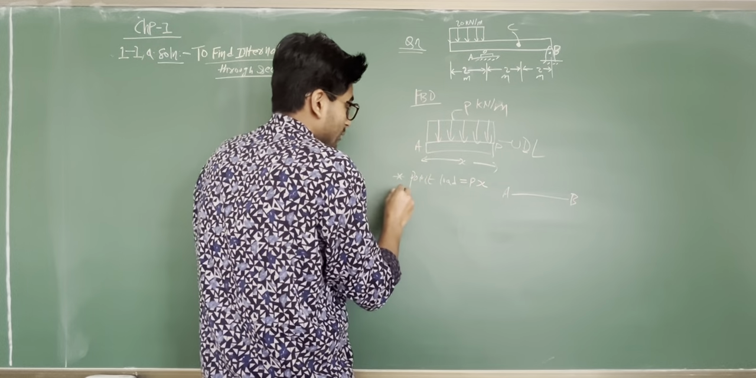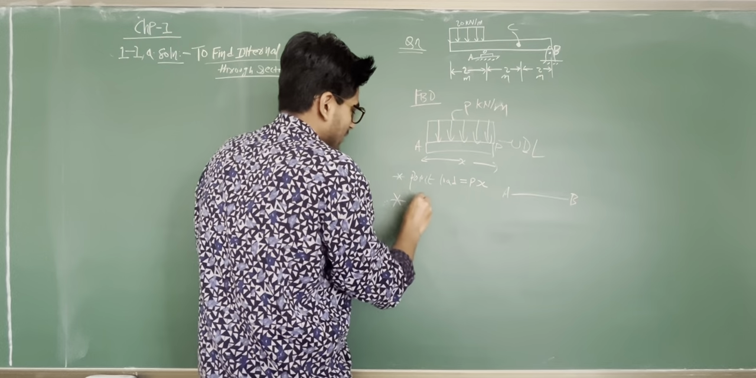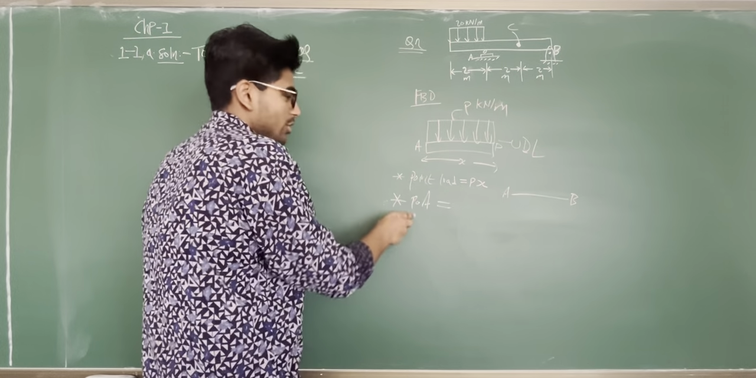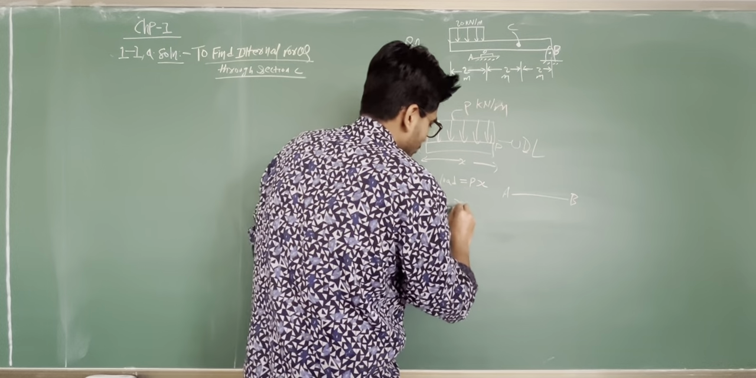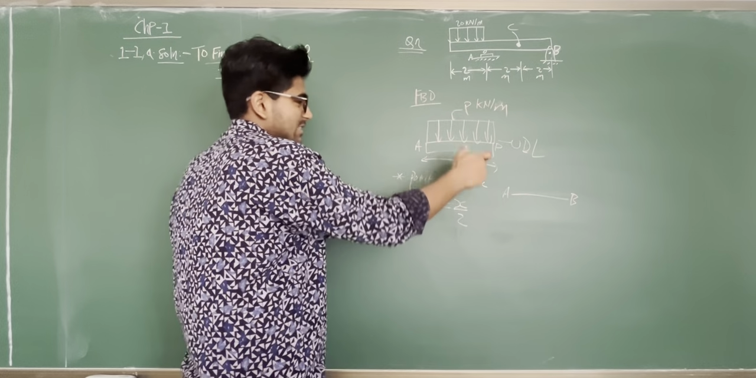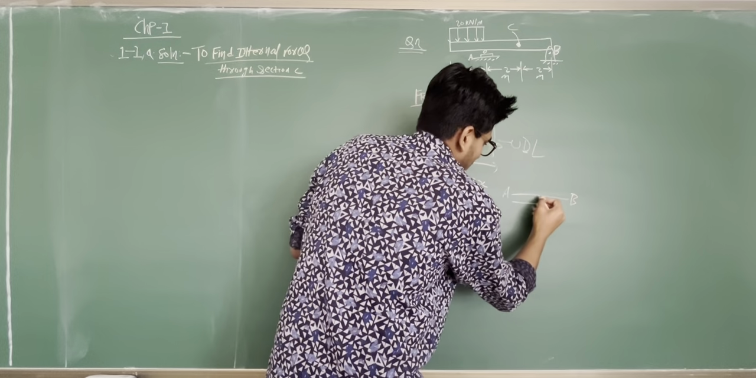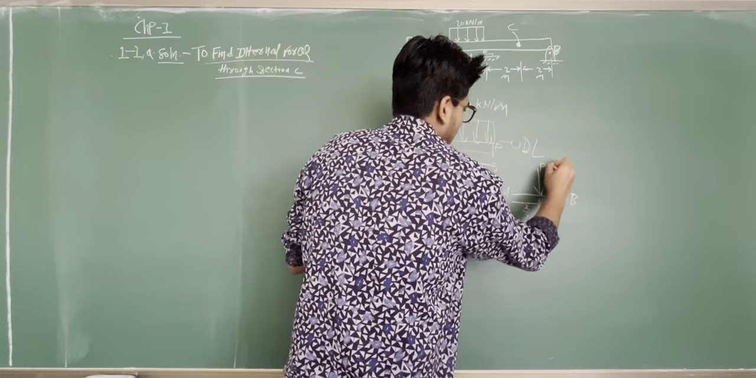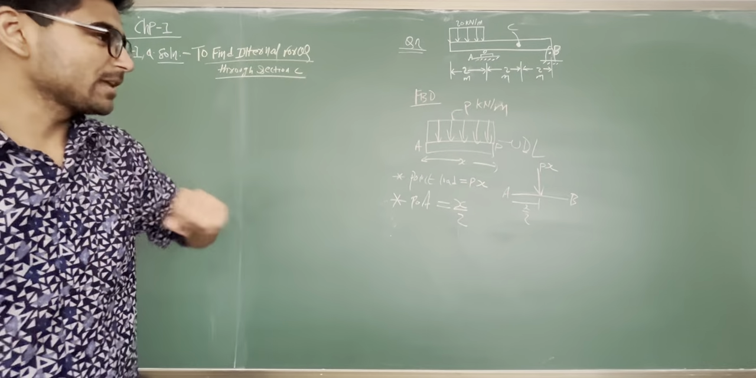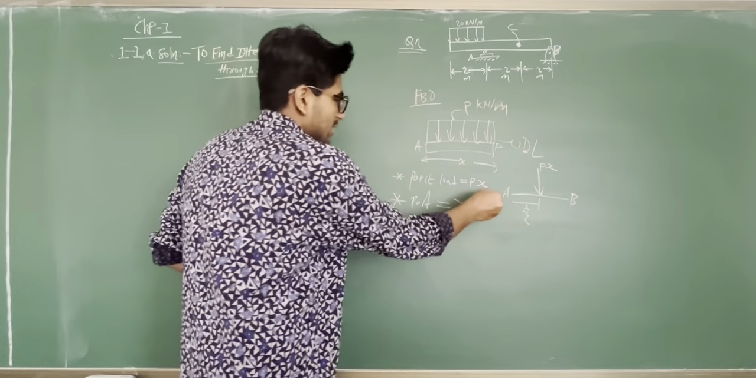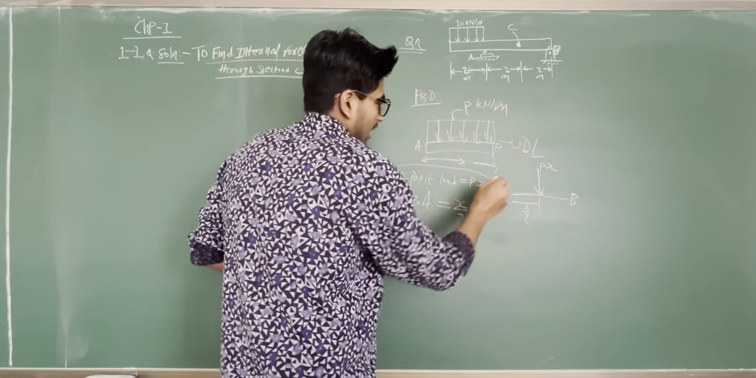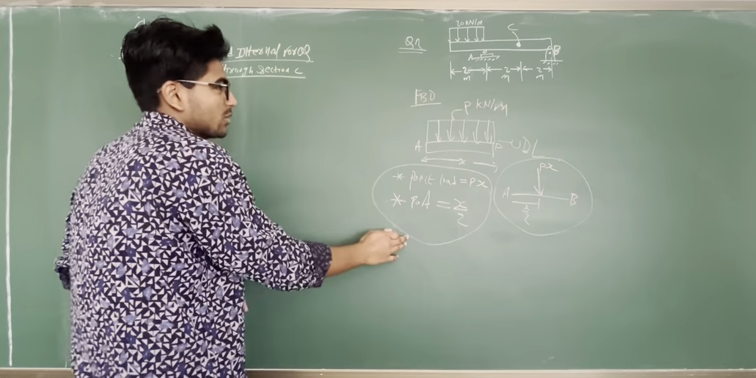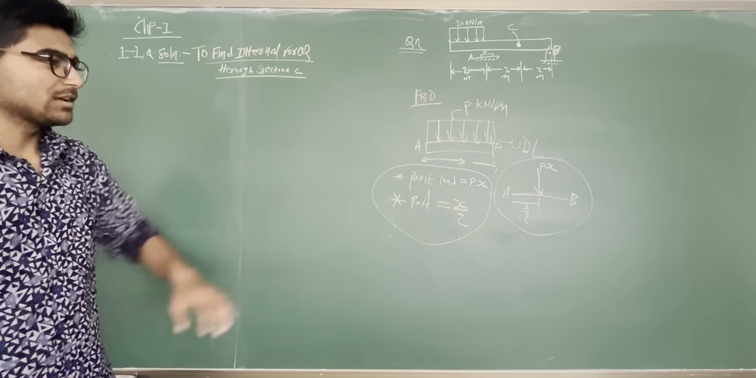To understand where it will occur, we have to find the POA. For a UDL, the POA, the point of application, is always x by 2. Since the distance is x, from here to here, at a point x by 2, will be our Px. So this is called a UDL. You have to remember these two formulas. We use this method over here.